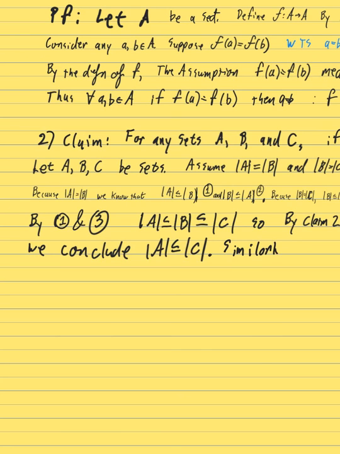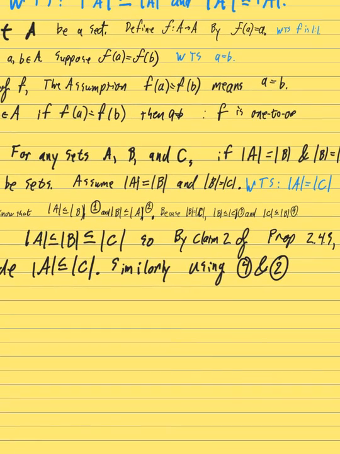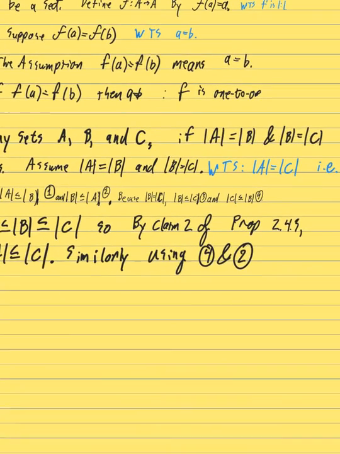Similarly, using 4 and 2. Let's just read them off in our heads at least. 4 tells me that size of C is less than or equal to size of B. Size of B is less than or equal to size of A. So the exact same argument will tell me size of C is less than or equal to the size of A.